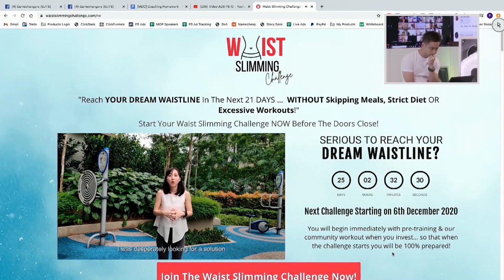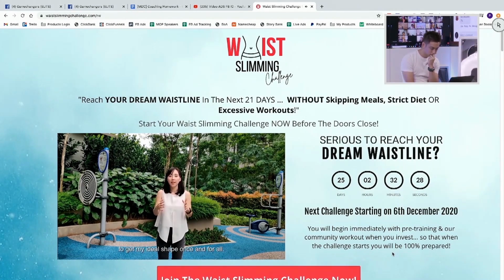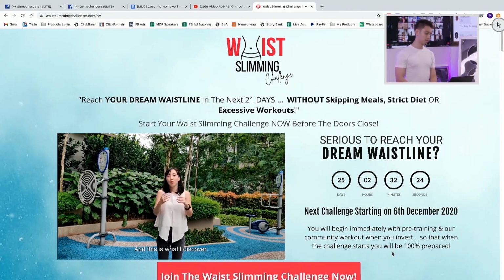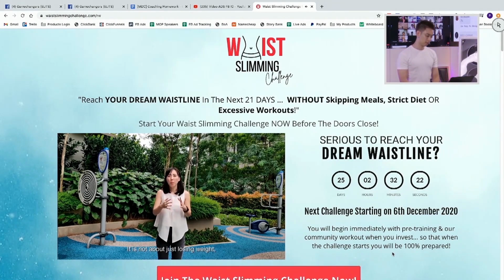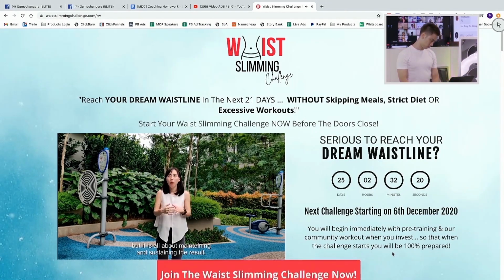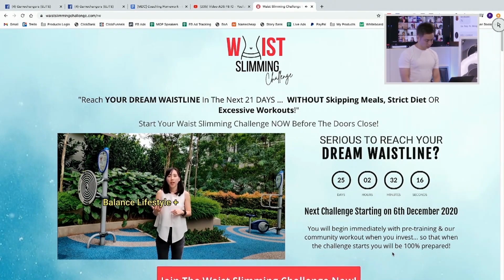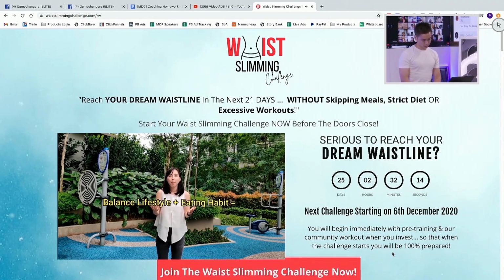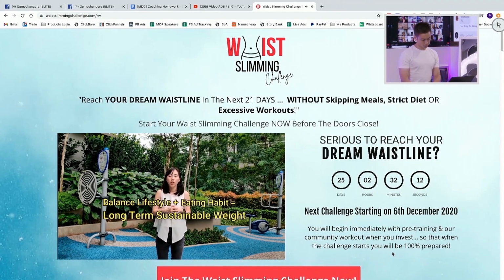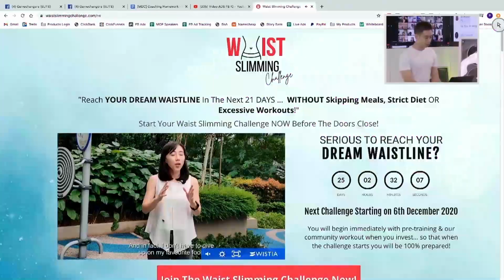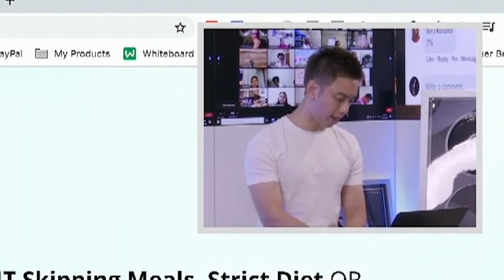I was desperately looking for a solution to get my ideal shape, and this is what I discovered. It's not about just losing weight, but it's all about maintaining and sustaining the results. I discovered that a balanced lifestyle and combined with the right eating habit is the key to have a long-term sustainable weight.